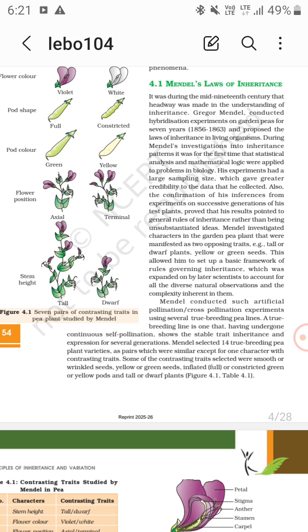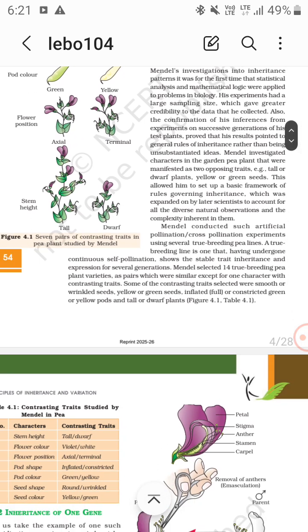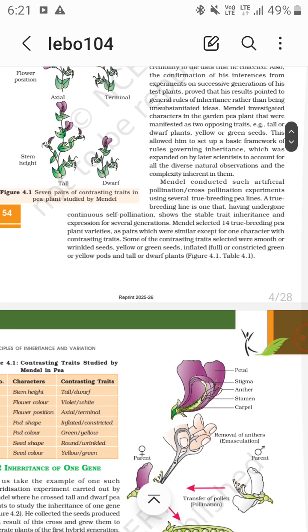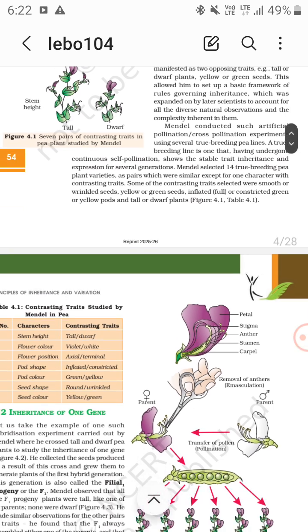So Mendel selected like 40 true-breeding pea plant varieties as pairs, which were similar except for one character with contrasting traits. Some of the contrasting traits selected were smooth or wrinkled seeds, yellow or green seeds, inflated, that is full, or constricted pods, green or yellow pods, then tall or dwarf plants.